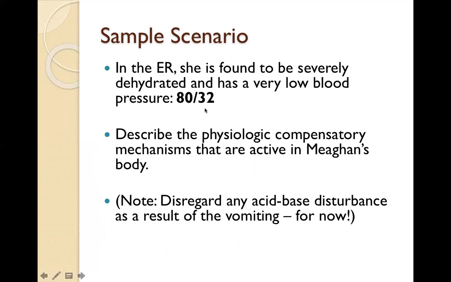And so the question is, describe the physiologic compensatory mechanisms that are active in Megan's body right now, given that she has a low blood volume and a low blood pressure. Right now, we're going to disregard any acid-base disturbance that she has from her vomiting. There will be an acid-base disturbance from it, but we'll just disregard it for now. And so this is a multi-system compensatory approach that will be occurring within Megan's body to try to maintain blood pressure and to try to conserve blood volume.